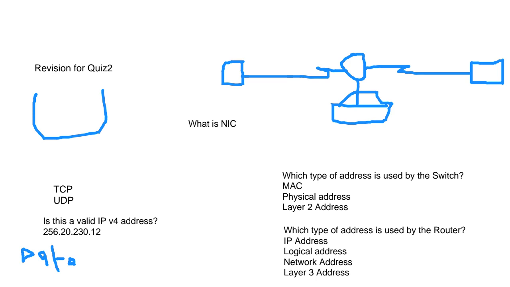Which type of address is used in the internet layer? IP or physical, logical address. IP. And here, MAC. Correct? Good.